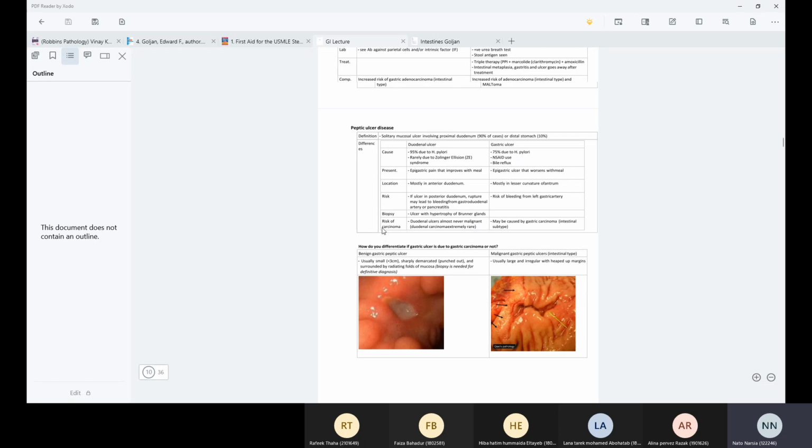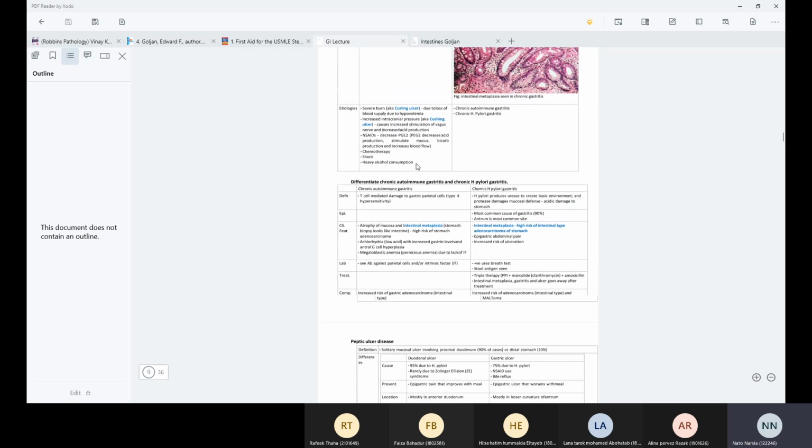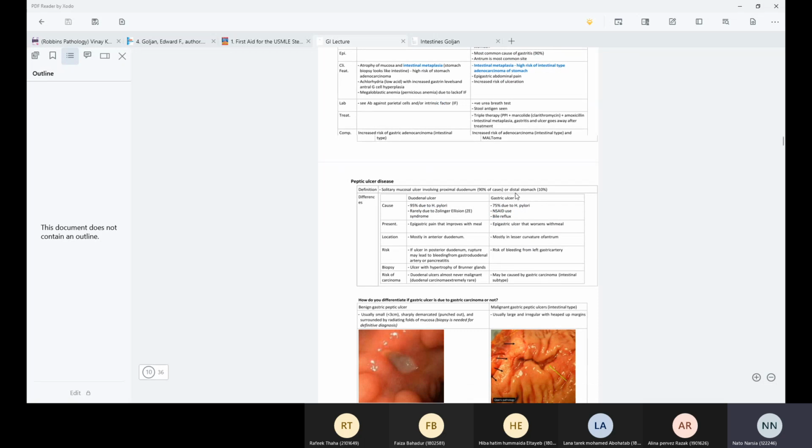Risk of carcinoma, that is important information. You remember the two types of chronic gastritis we have, and in both cases you have risk of carcinoma. But if you make a differential diagnosis between duodenal ulcer and gastric ulcer, in duodenal ulcers you never have cancer, okay? You might find malignant proliferation there, and most likely it will be carcinoid.